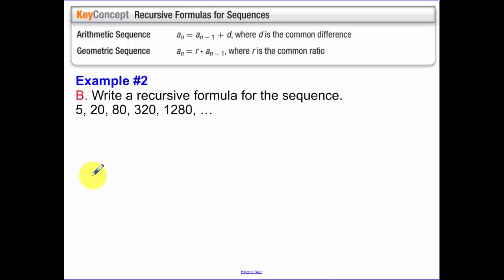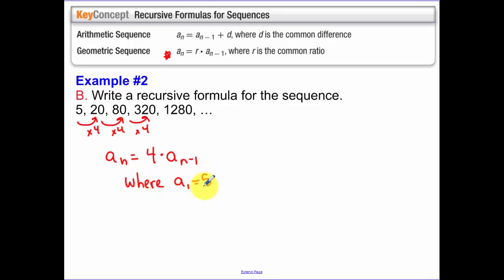And then for this one, we have to recognize what type of function this is. To get from 5 to 20, we multiplied by 4. And we consistently are multiplying by 4, so it's geometric. So our nth term is the common ratio, which is 4, times the n minus 1 term, the previous term. And again, you need to tell me what the first term is, or I'm not going to be able to solve the problem.